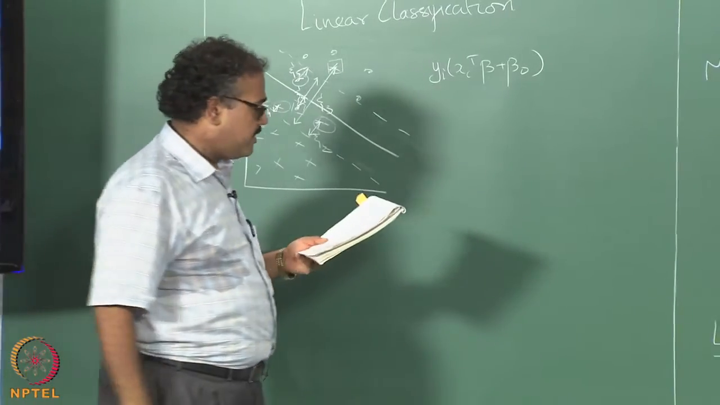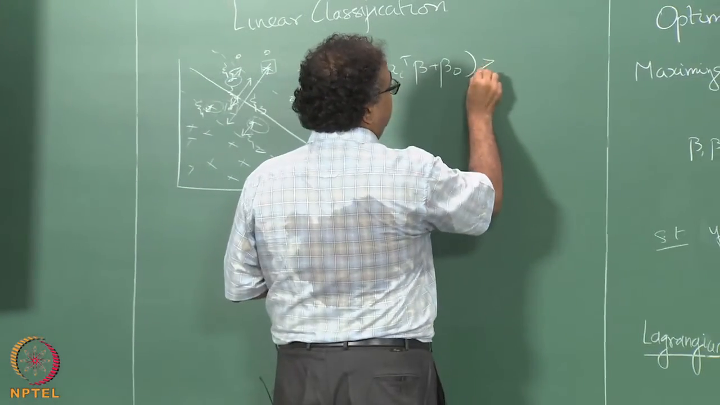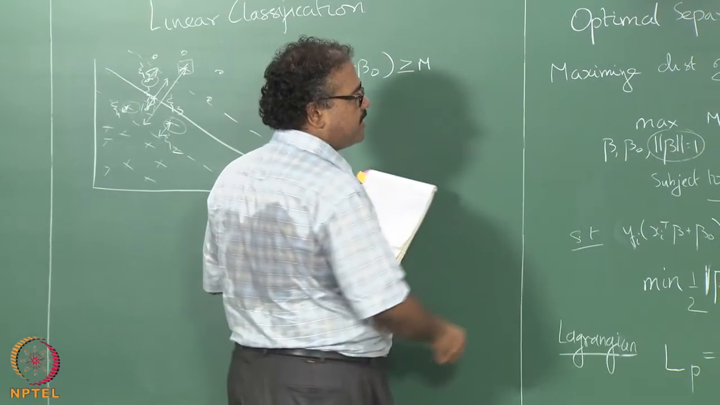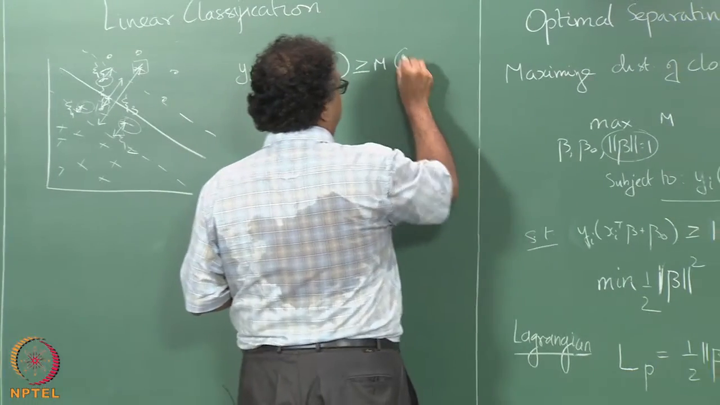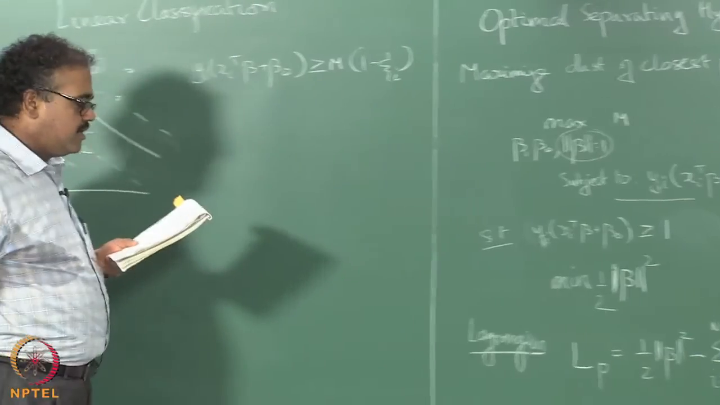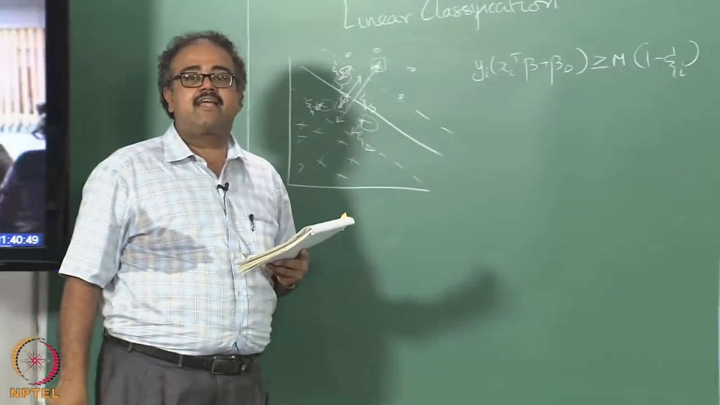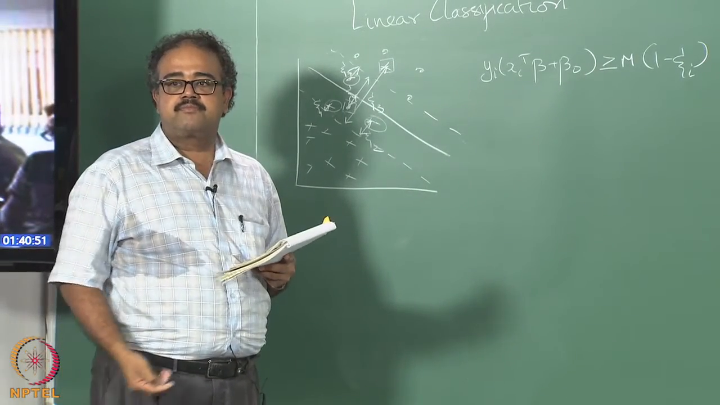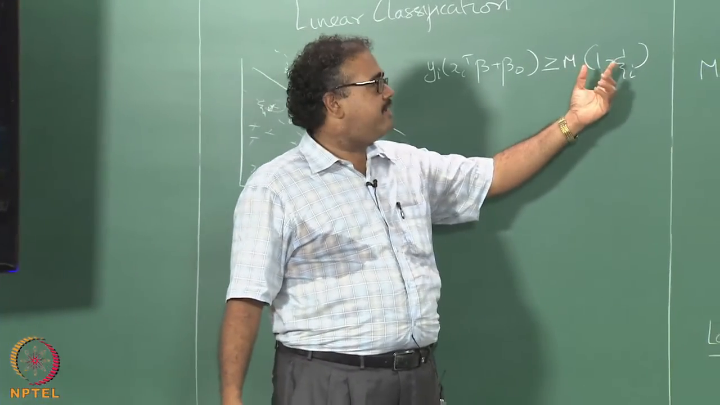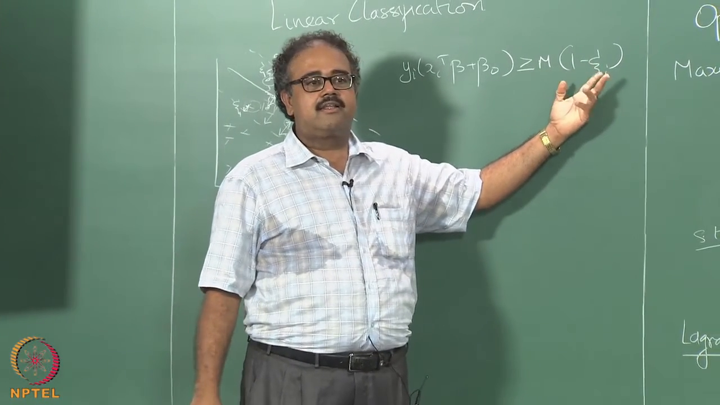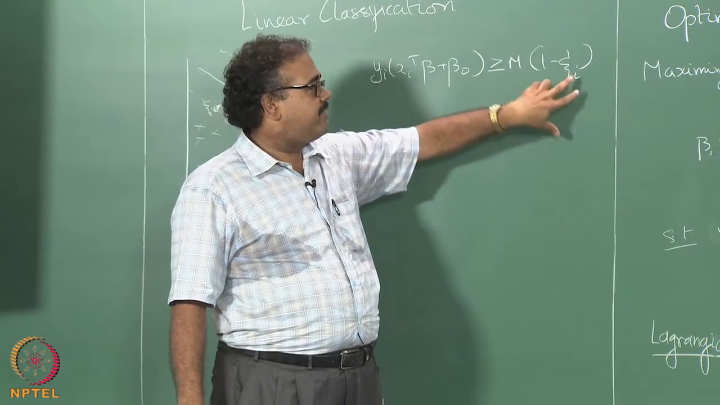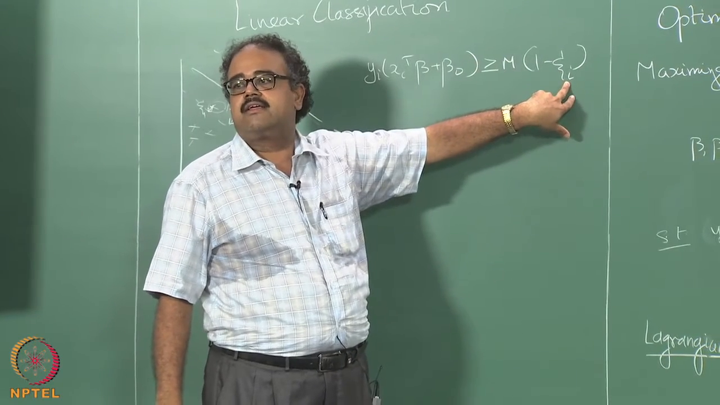Right. So I'm going to say that this has to be what we had already, right? I'm going to introduce a slack variable. So it doesn't have to be greater than m; it can be some fraction lesser also, right? M is what I would really like, but I allow it to have a slack.